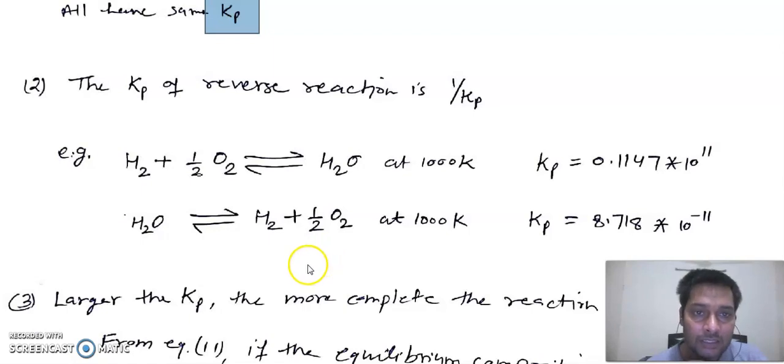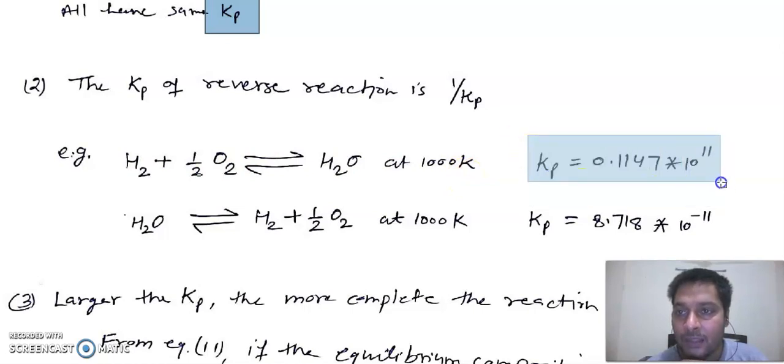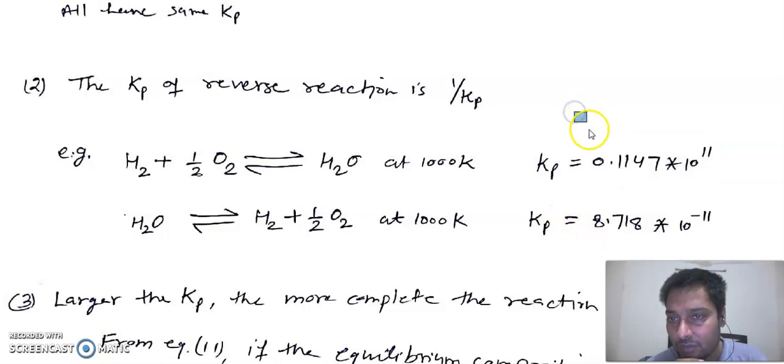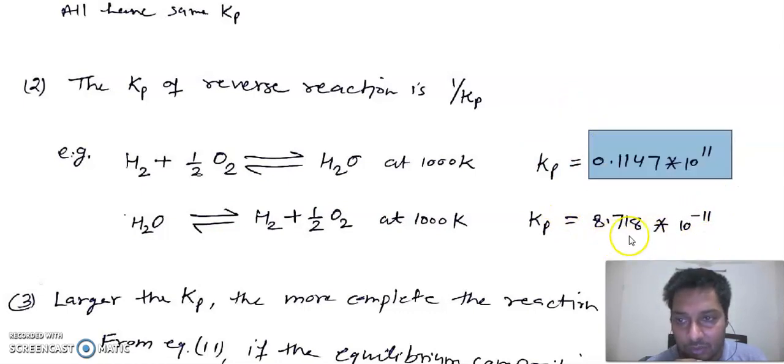The second conclusion is that the Kp value of the backward reaction is equal to 1 upon Kp. For example, this one is a forward reaction in which hydrogen and oxygen react to form water at 1000 degrees centigrade. The Kp value is this one. For the backward reaction, in which water dissociates into hydrogen and oxygen at the same temperature, the Kp value will be equal to 1 upon Kp.